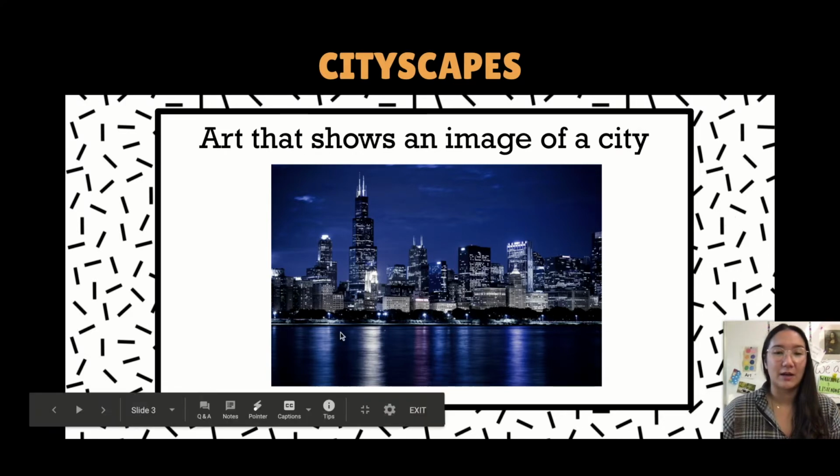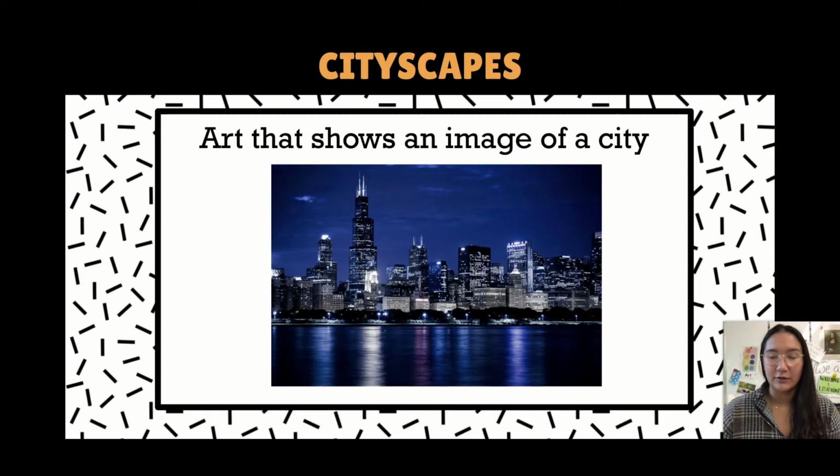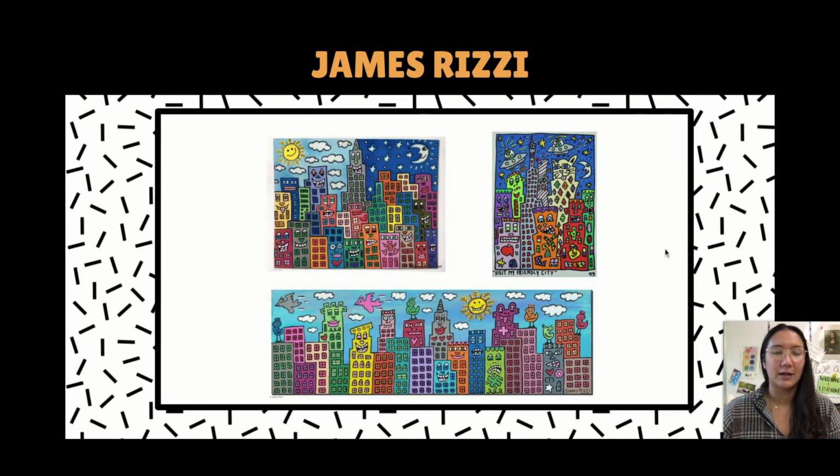Sometimes these will be pieces of work that are photographs or photography, and sometimes they are paintings. We're going to be looking at an artist this week named James Rizzi, who creates paintings of cityscapes. And here are a few examples of James Rizzi's work.